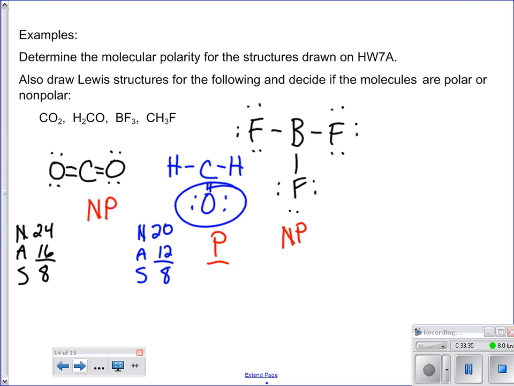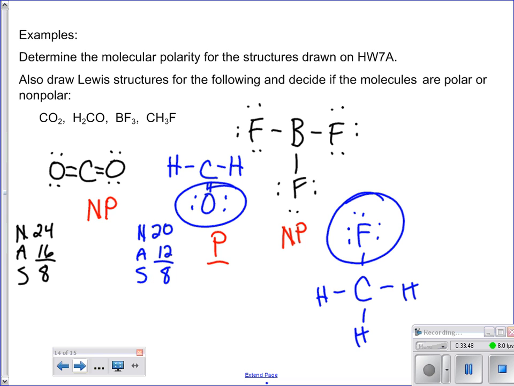Last one, we've got carbon in the middle, and we've got some hydrogens and a fluorine. So when you look at that, you should very easily say, wow, this guy's hogging those electrons. It is obviously going to be polar. You've got different atoms surrounding that central atom. The shape of this is just going to be tetrahedral. And that, I believe, is it.